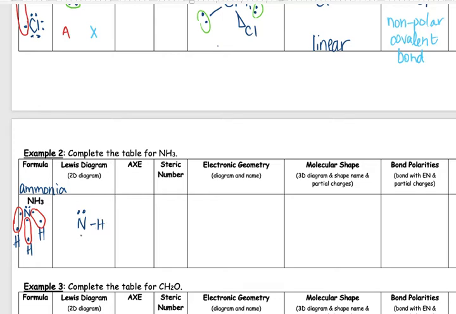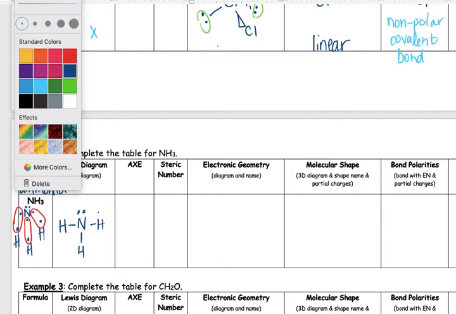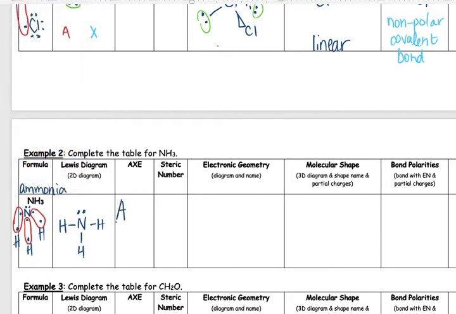Now for our three-dimensional diagram, we're going to use VSEPR. You should know what VSEPR stands for: valence shell electron pair repulsion. Because we're looking at just the valence electrons, and at how there's that repulsion. When we have these electron pairs, they're going to repel each other and distort the shape of the molecule. So going through the steps of X and steric number, we are going to determine what the shape is.